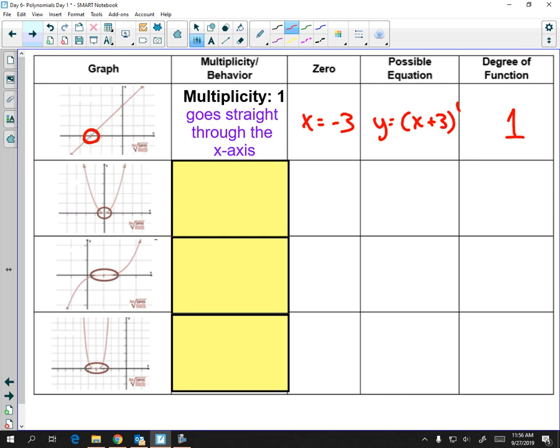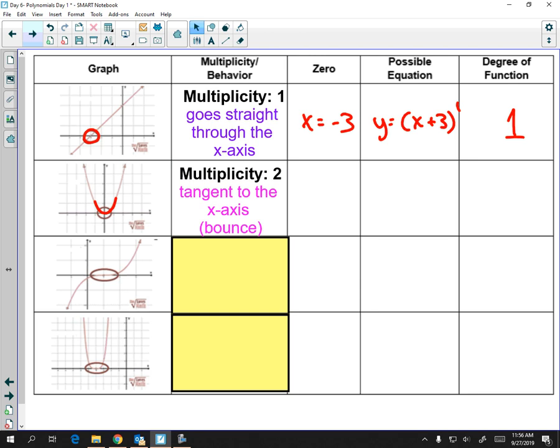For the next one, when you hit the x-axis, kind of at a U, it is a multiplicity of 2. It is tangent to the x-axis. It bounces off of the x-axis.